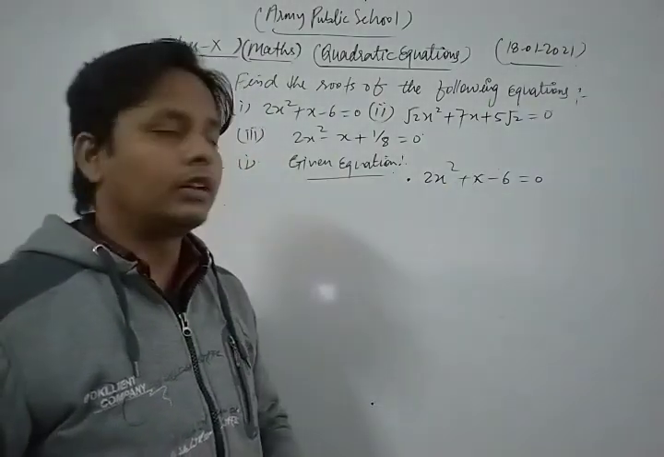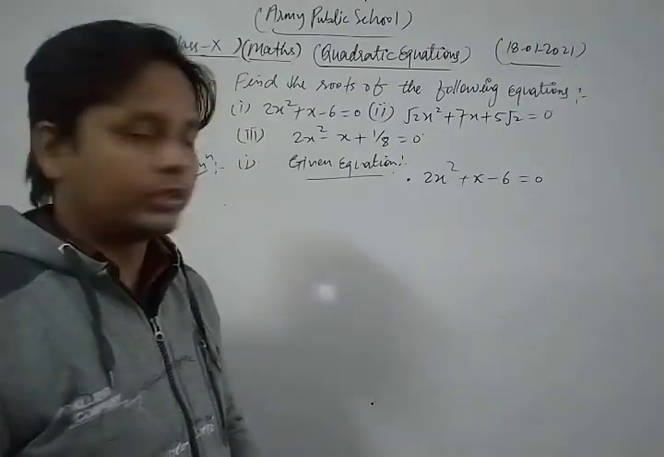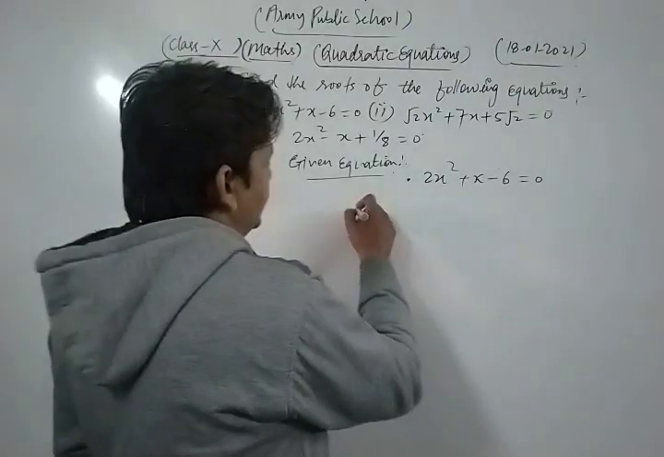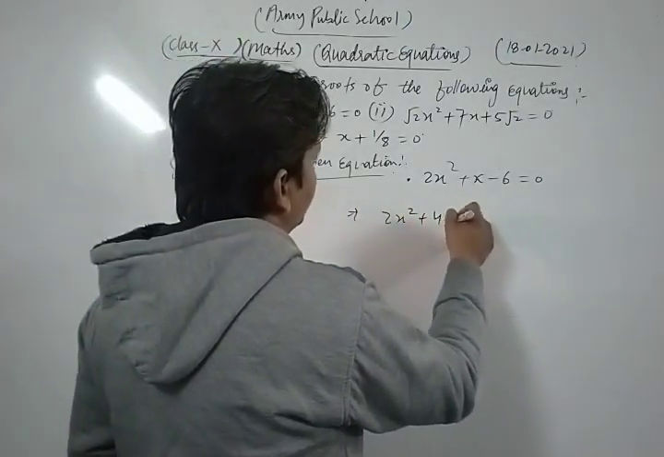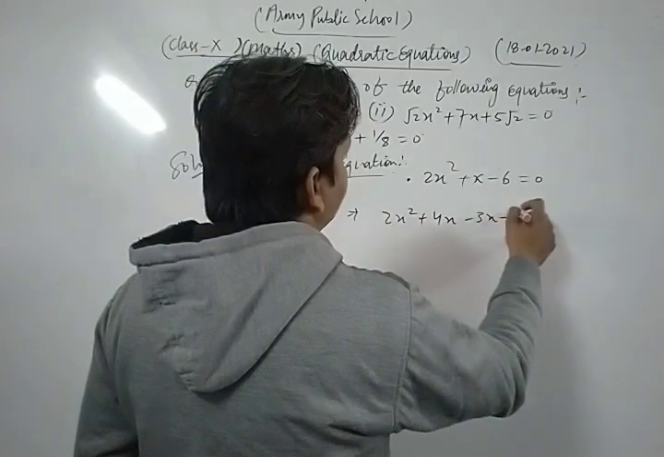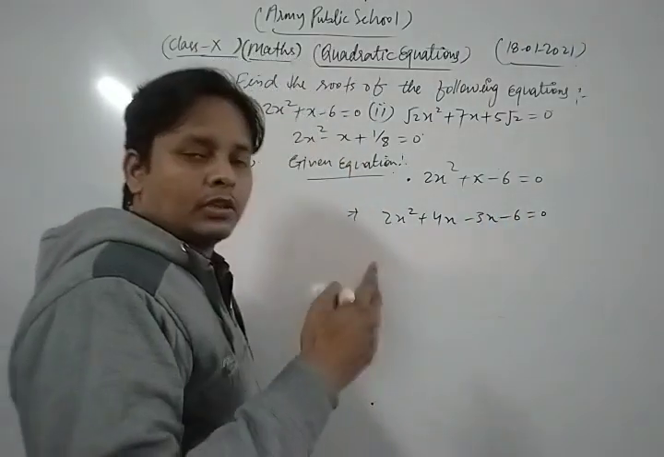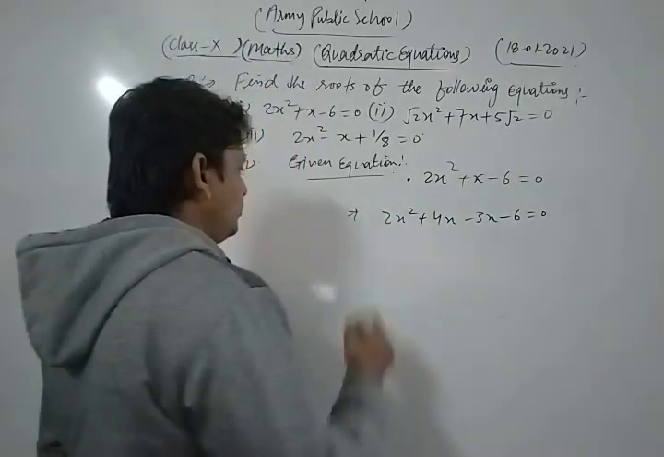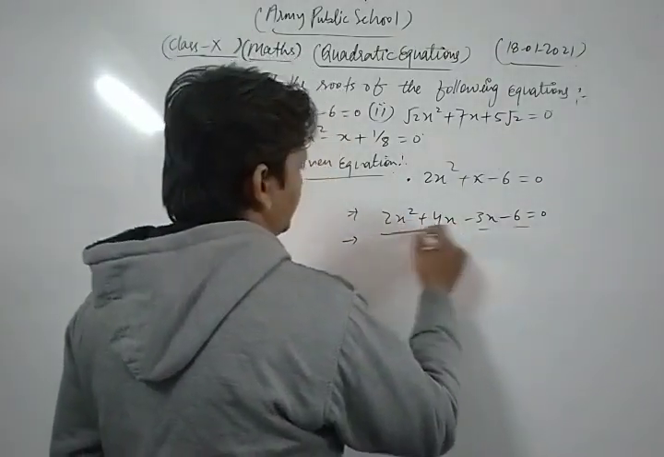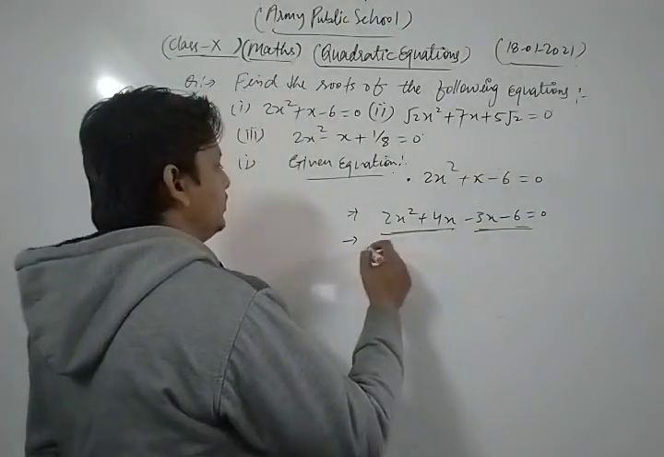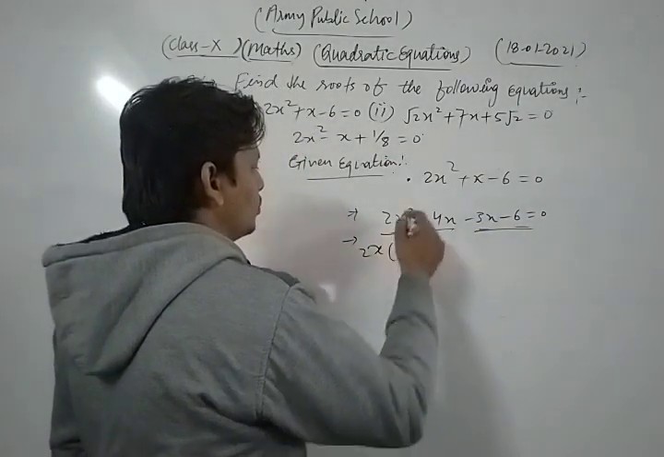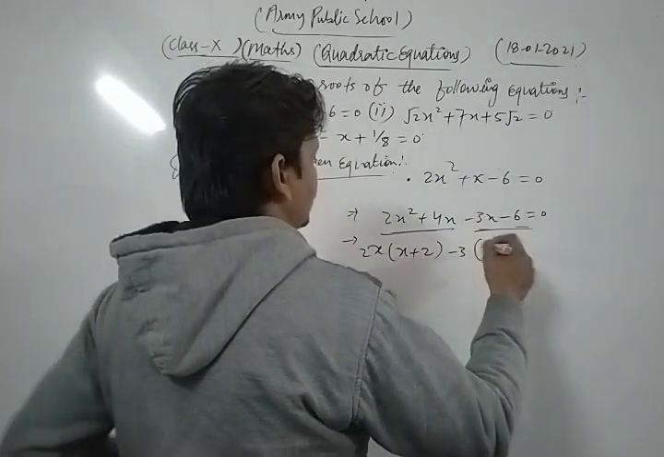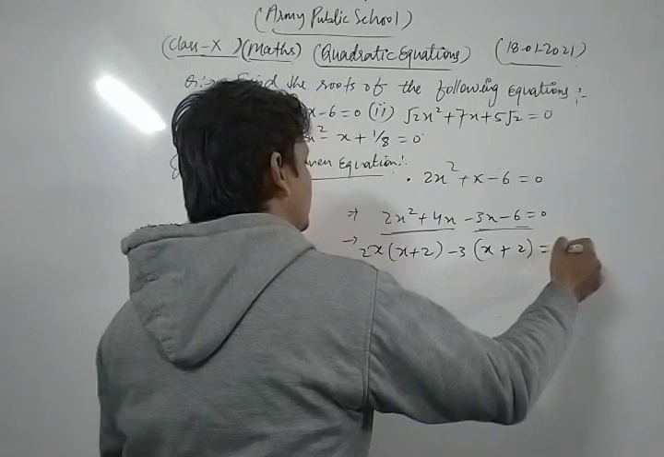Let's see, 6 times 2 is 12. Now 4 times 3 is 12, and 4 minus 3 is 1x. So we write it this way: 2x² + 4x − 3x − 3 = 0. Now we solve that question by splitting the middle term. Now we take 2x as common in the first pair, so we get x + 2. In the second pair, −3 is common, so we get x + 2, and the sign: minus times minus, plus 3 times 2 is 6, equal to 0.